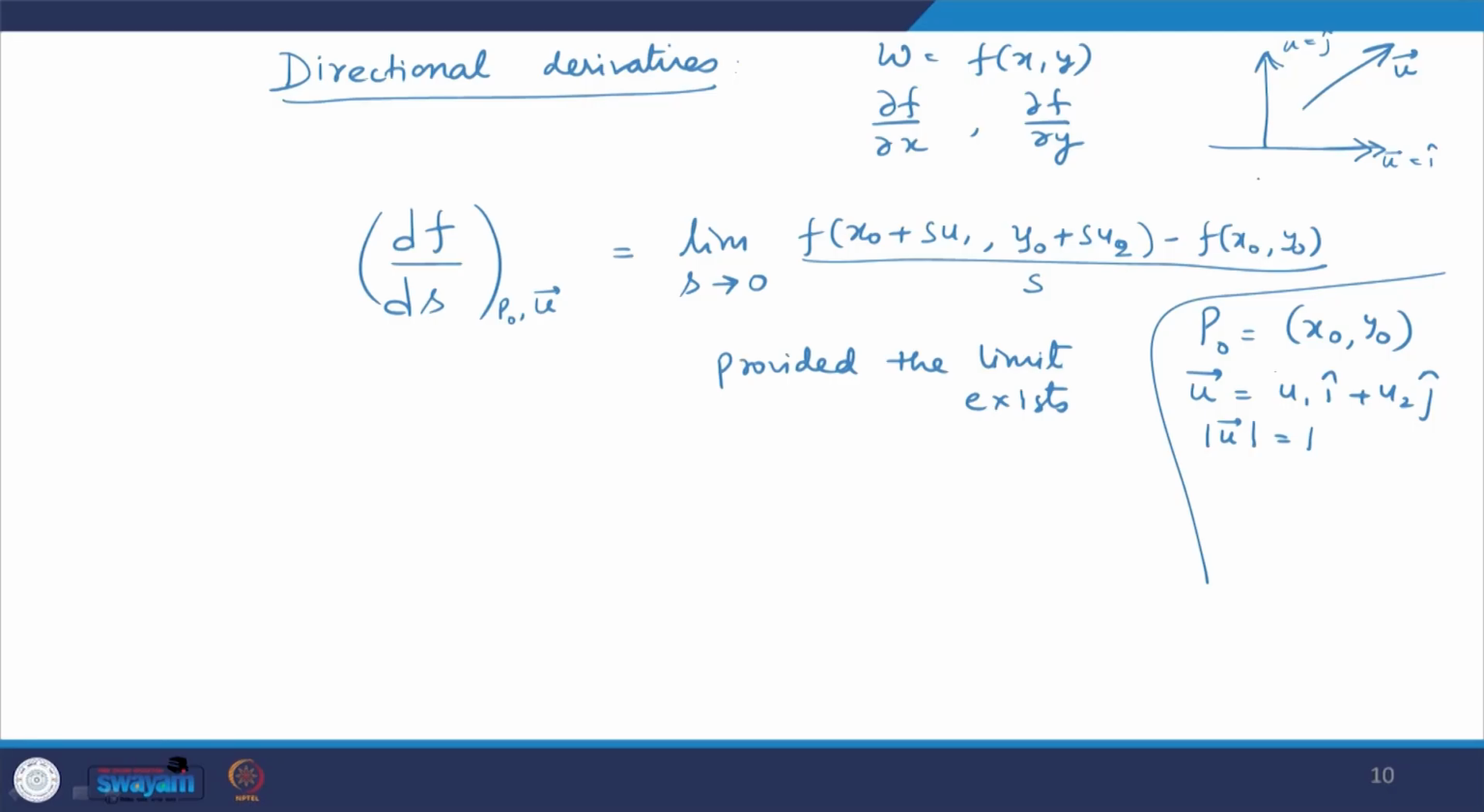So the first way of finding a directional derivative along u at a point p₀ is this limit definition. Now, if the first order partial derivatives exist at a point p₀, then this definition can be further extended. So how can we extend this? Let us see. You have a fixed point (x₀, y₀), which I am calling p.